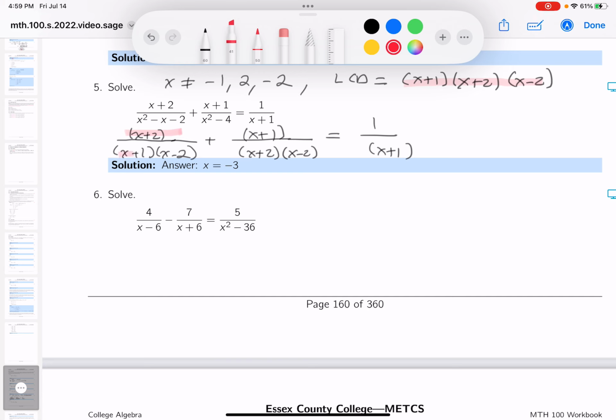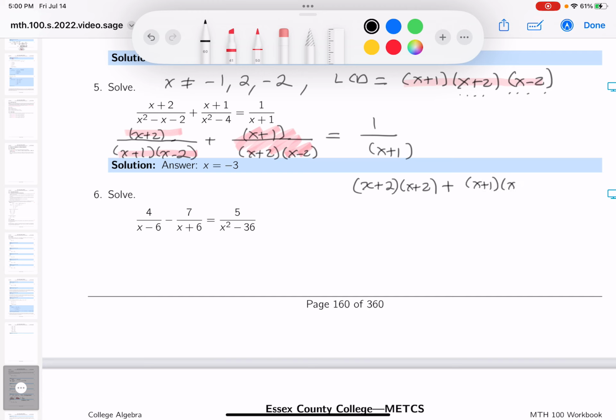I'm going to multiply the first term by the LCD. And something nice happens. The x plus 1 disappears, and the x minus 2 disappears. So what are you left with? x plus 2 times x plus 2. Let's do the next term. I get my eraser out. I'm going to erase these dots over here. And I'm looking at the multiplication of this second term by that LCD. And what disappears there? Well, it's going to be the x plus 2, x minus 2. What are you left with? x plus 1 times x plus 1.